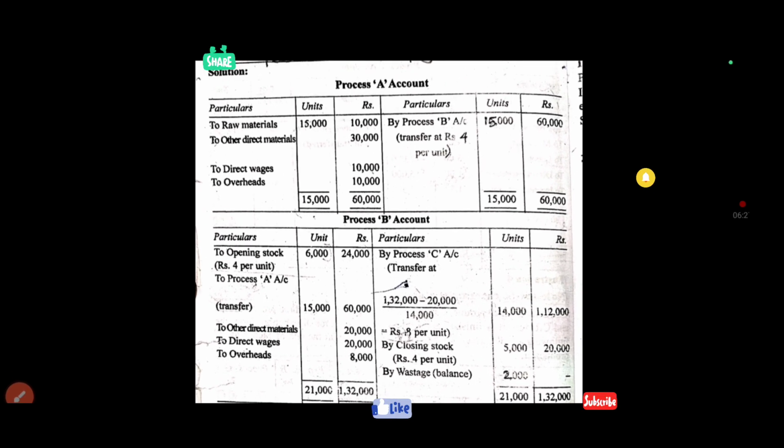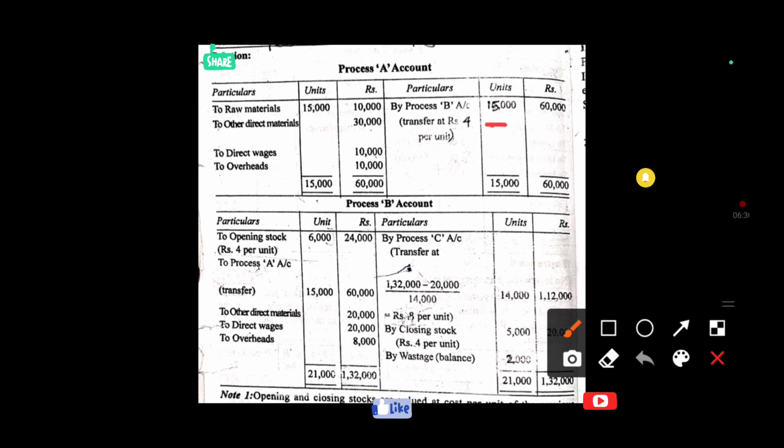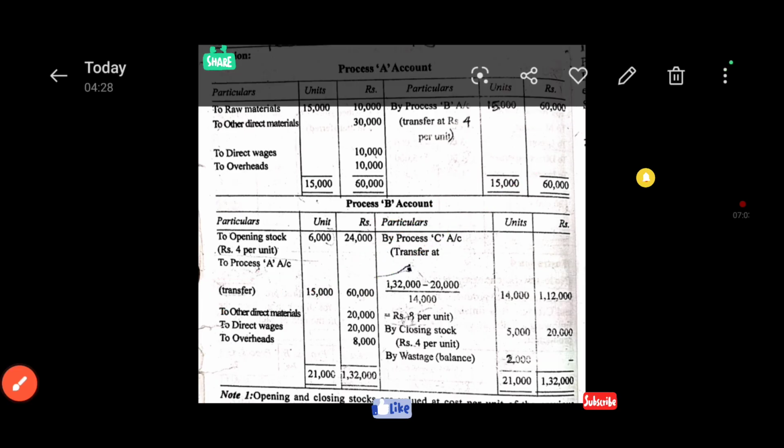Then what do you do? We need to take the previous process output and transfer it to the current process input, right? What is the current process? Process B. What is the previous process? Process A. Process A's output is 15,000 units, 60,000 rupees. So process A's output, 15,000 units and 60,000 rupees, is entered as input for the process B account. Against this value, you are going to write "to process A account", because it is to be transferred, right?